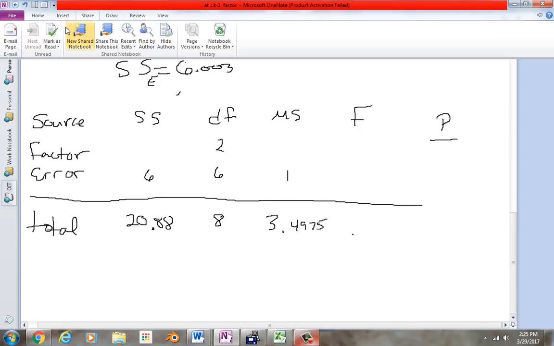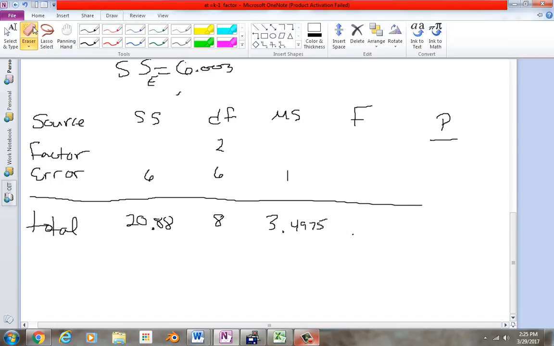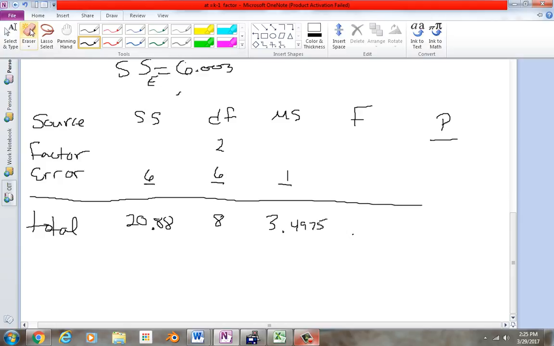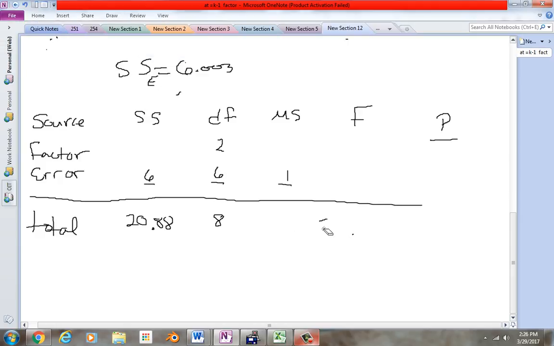Okay, so I've gone ahead and made an ANOVA table, and I filled it in. Here's my total sum of squares. Here's my degrees of freedom. Here's my sum of squares for error. I went ahead and rounded it off to 6. The degrees of freedom is 6, so the mean square is simply the sum of squares divided by the degrees of freedom. Oh, this is the wrong number here. There we go, fixed it.